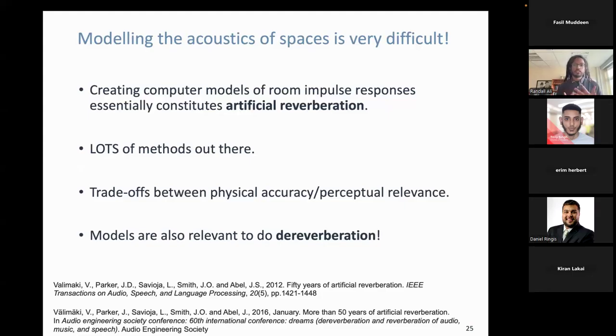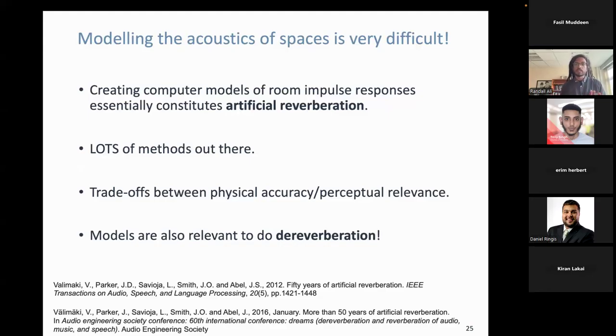There are a lot of engineering decisions that people need to make. There are trade-offs in how physically accurate this is. One thing that we do here at the University of Surrey is not necessarily consider how accurate it is, but how perceptually relevant it is.